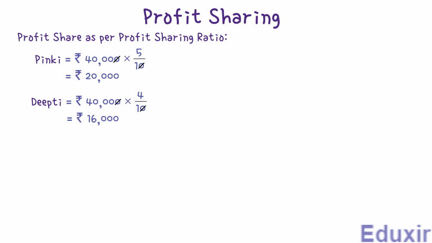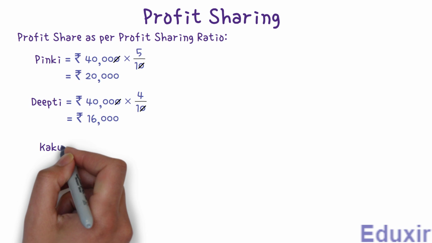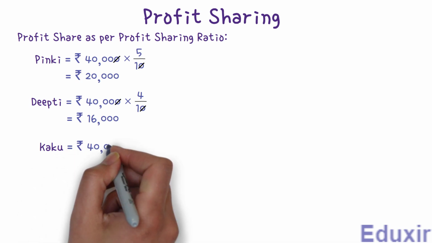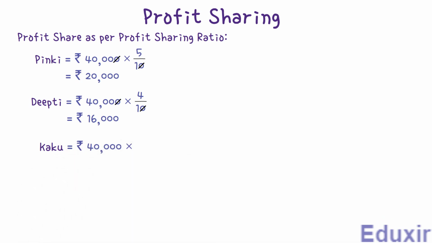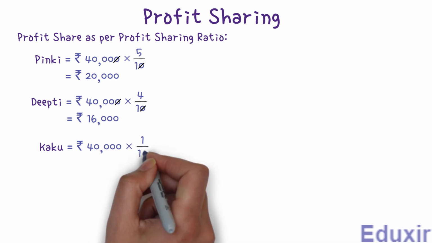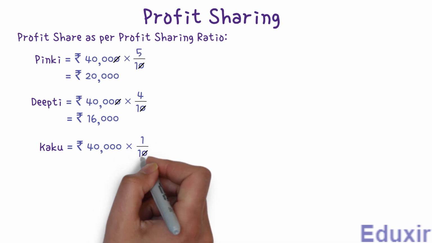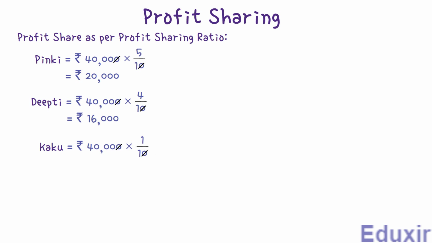Now, the profit share of the partner Kaku is equal to the total net profit amount of 40,000 rupees multiplied with his profit sharing ratio 1 upon 10. Let's cancel the 0 in 10 for a 0 in 40,000 rupees. The resulting value of this calculation is 4,000 rupees.